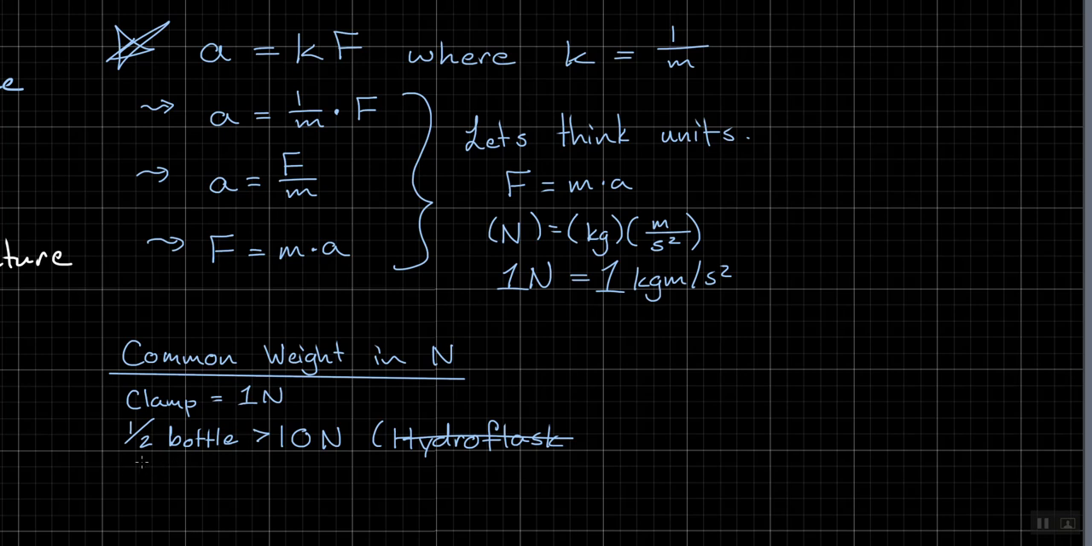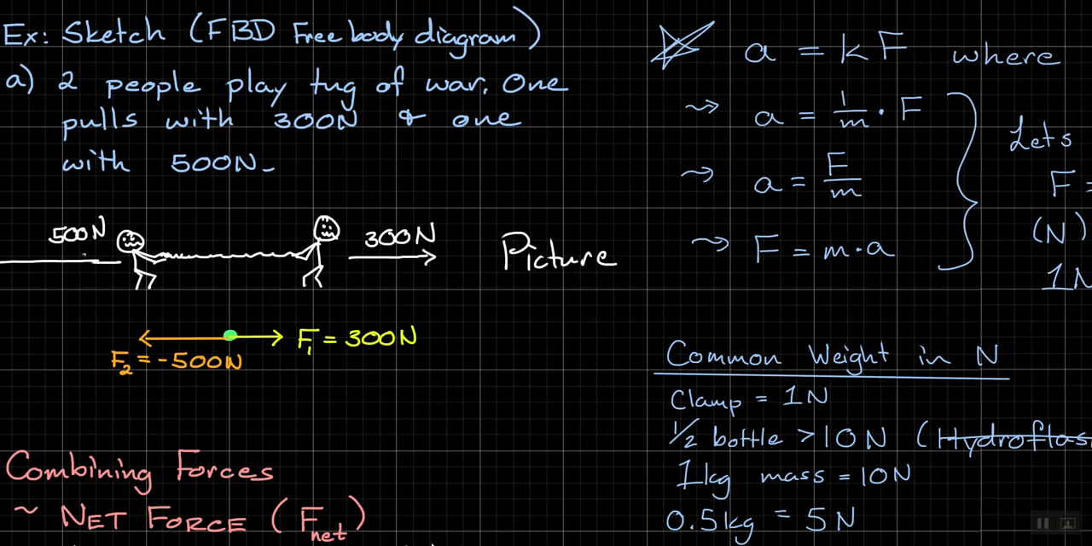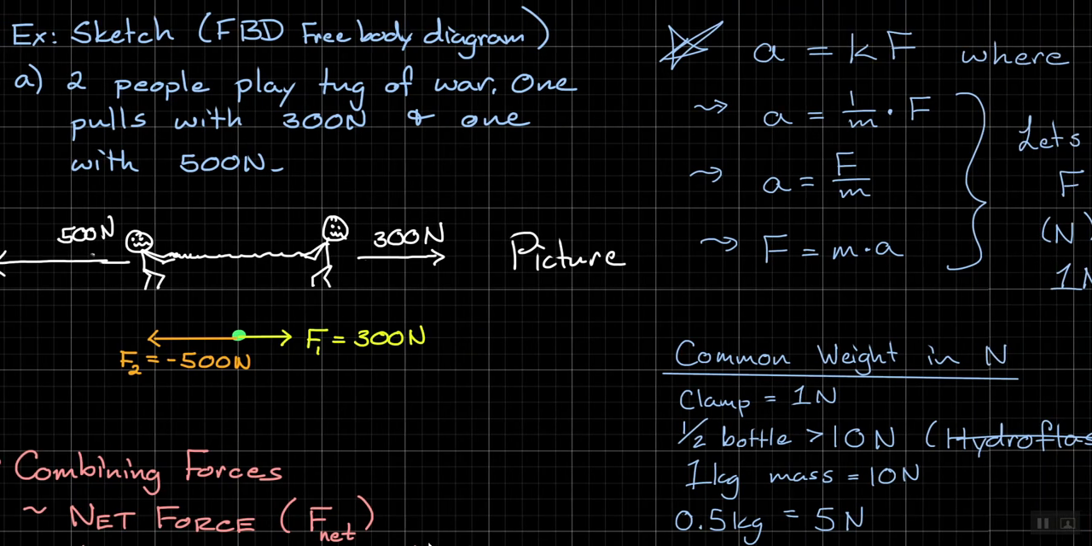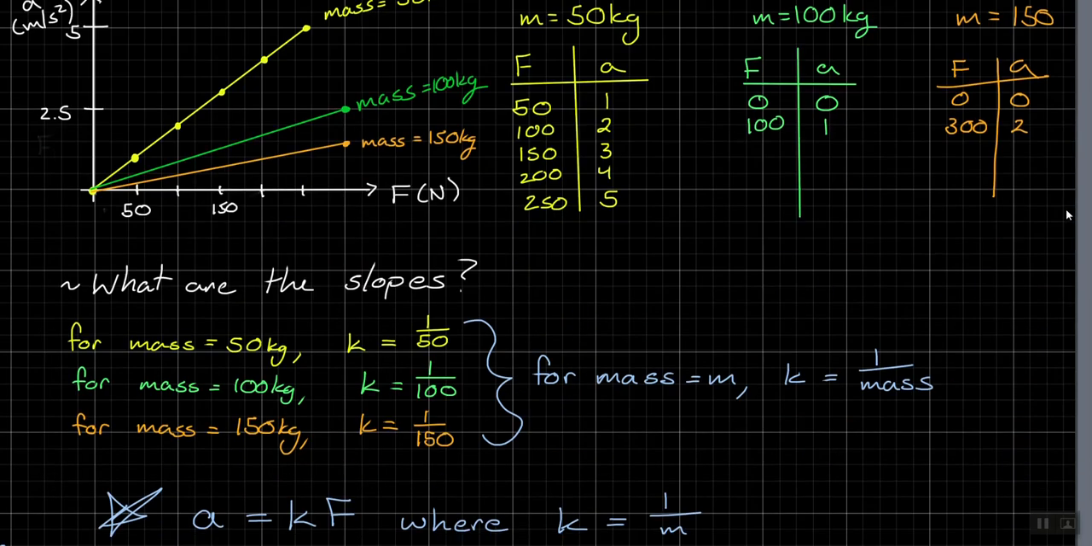That's a weird thing. What about a 1 kilogram mass? 10 newtons. About. There's a little bit of rounding there. What about the half kilogram? 5 newtons. Okay. You could weigh whatever you wanted, right? We could get bigger, fancier scales. Possibly.